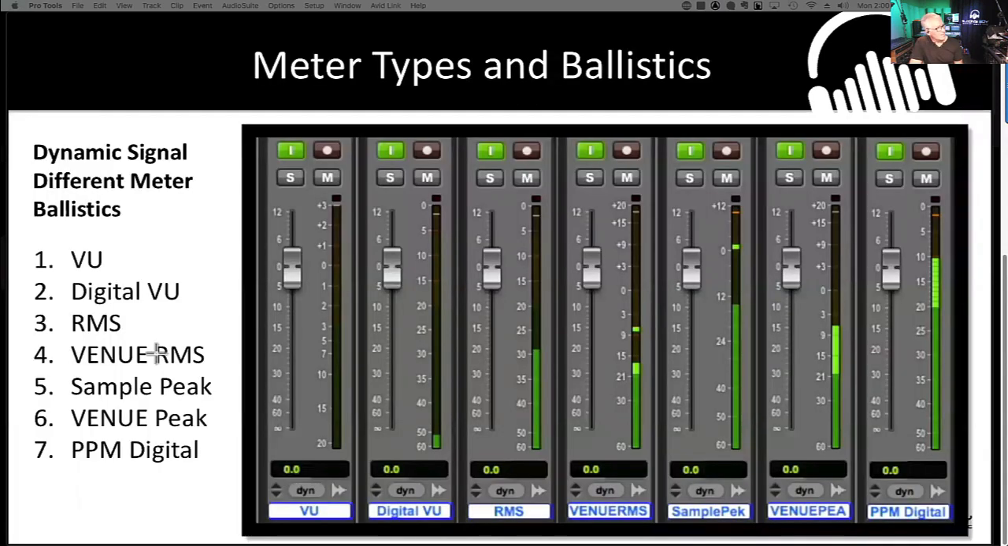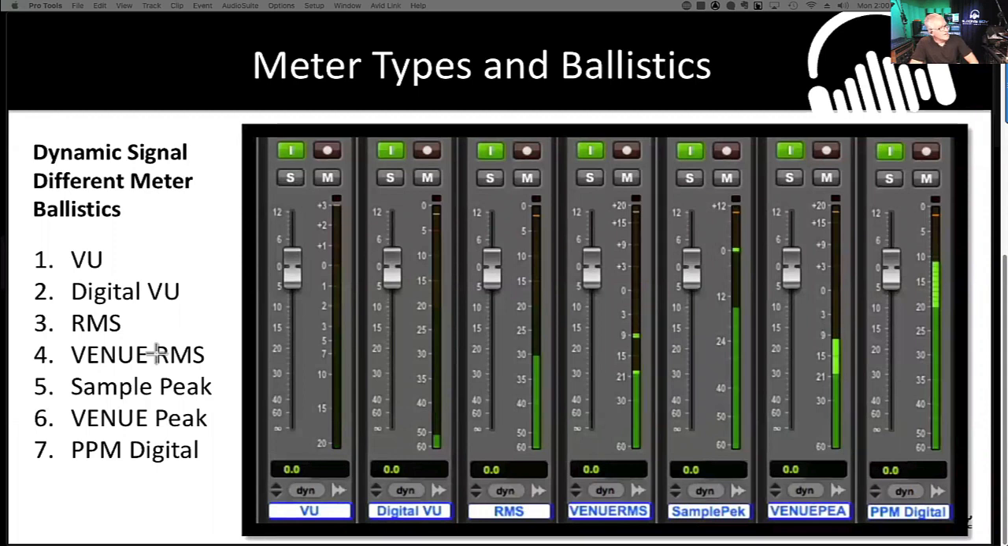All right, so here we are going to talk about different metering ballistics. And this is where it really gets interesting, because each one of these VU styles has different ballistic characteristics to it, and you need to understand what they are in order to make an accurate reading of what you're doing. So again, we have the same meters up: VU, digital VU, RMS, venue RMS, sample peak, venue peak, and PPM digital. We're going to run the same signal into all 7 channels and check out the difference here. Go, here we go. Hope this is coming across all right on the web there.